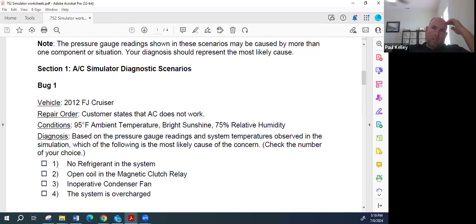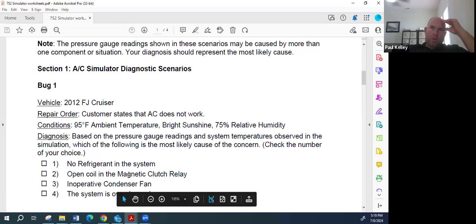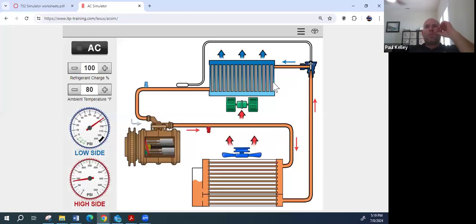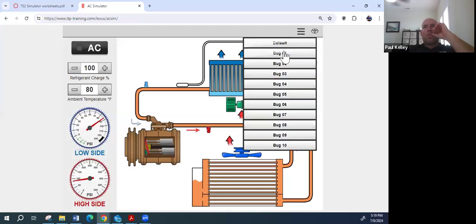And then diagnosis based on the pressure gauge readings, etc. Basically do the diagnosis. You got 4 options: no refrigerant, open coil in the magnetic clutch relay, inoperative condenser fan, or the system is overcharged. Okay, so just remember those for a second. We'll go to this one, and then we need to go to bug 1.